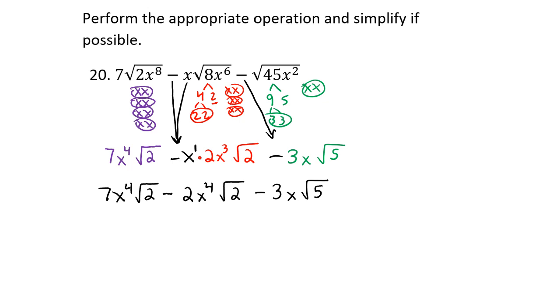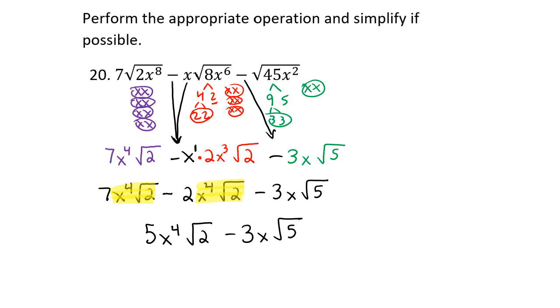Now, once again, anything after the coefficient must be identical to be able to be added. So here I have x to the 4th square root 2. Right here, x to the 4th square root 2. So those two can get combined. So 7 take away 2 is 5, x to the 4th square root 2 minus 3x square root 5.